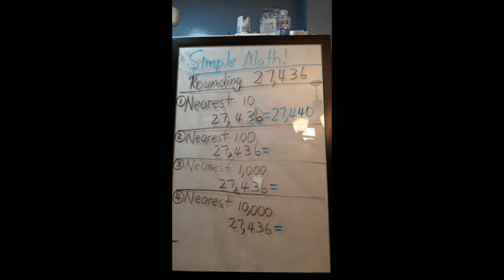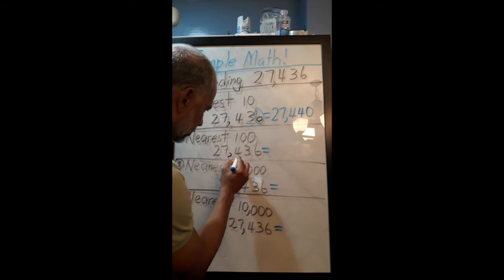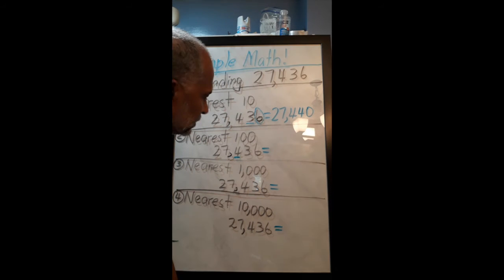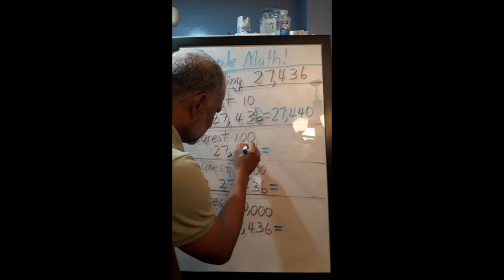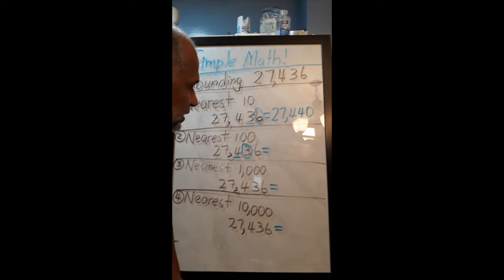Then you go to number 2, to the nearest 100. First you go to the 100 place, which is the 4. Then you look to the number to the right and circle it, the controller. If the controller is 4 or less, you let it rest. If it's 5 or more, you let it soar.